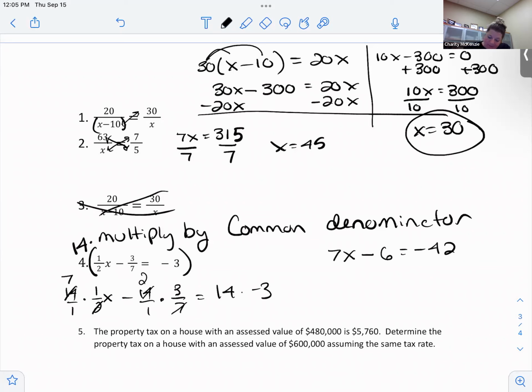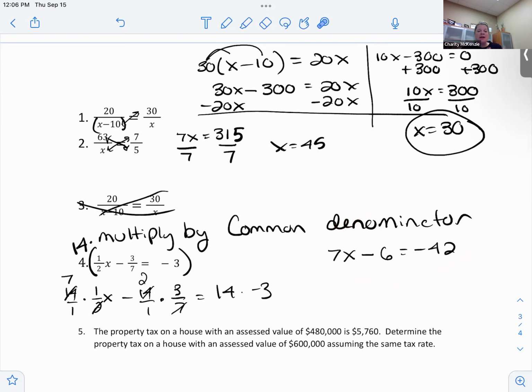All right, keep going. Now look, wait, pause. No more fractions, just admire. Which one do you want to solve? This one or this one? I like this one way better.